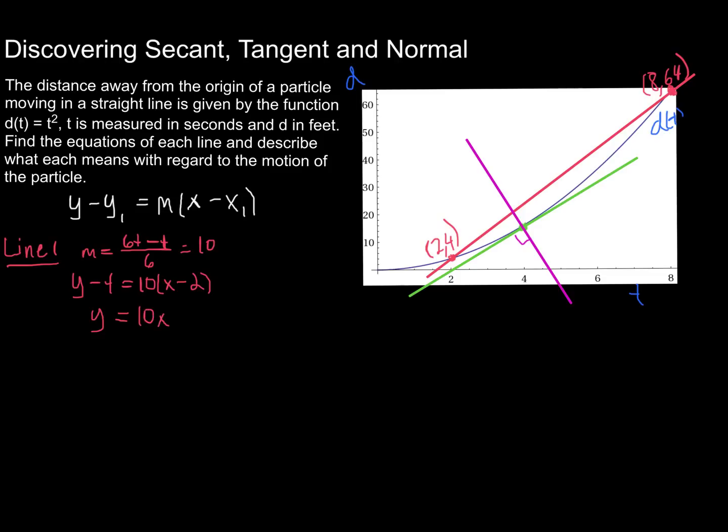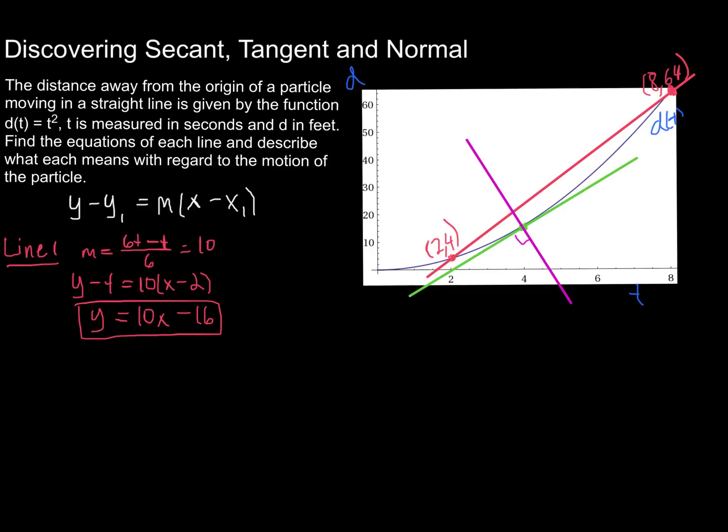And then 10 times negative 2 is negative 20, but I'll be adding 4 to both sides, so it's going to be negative 16. Okay? That is y-intercept form. Okay? So that's the equation for the red line.